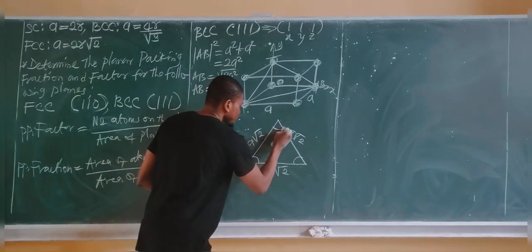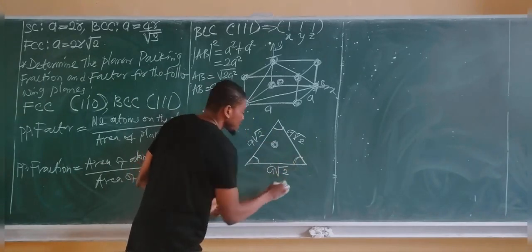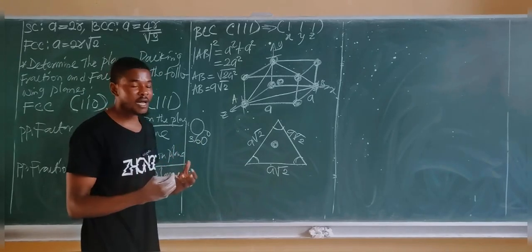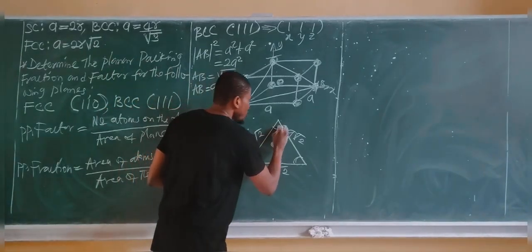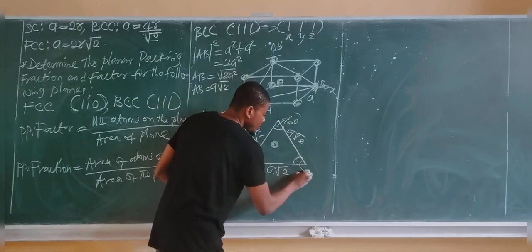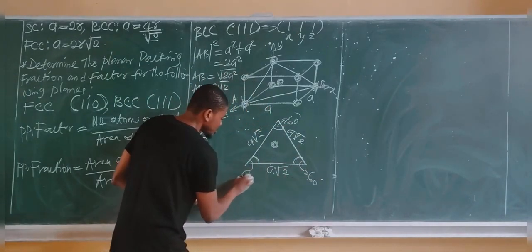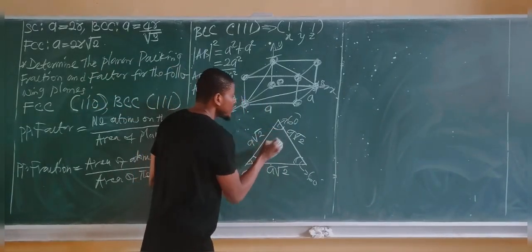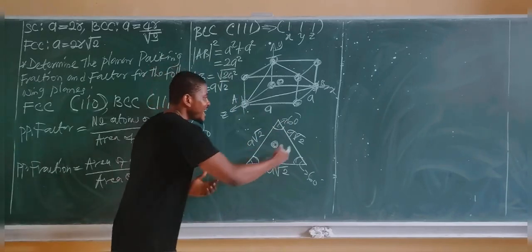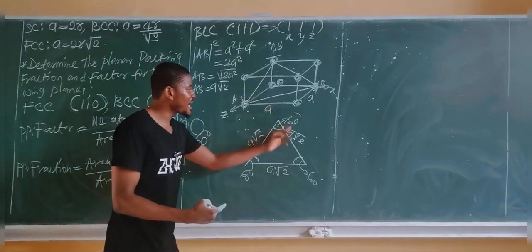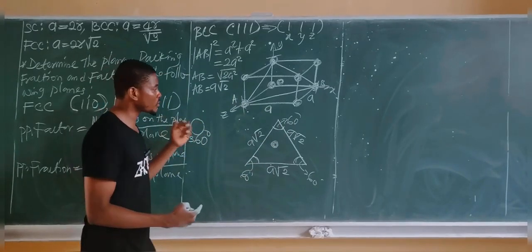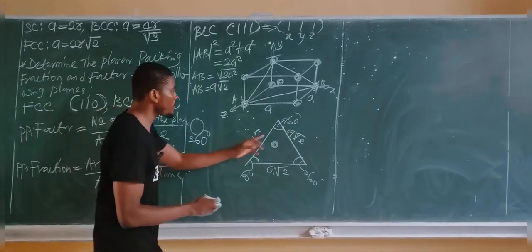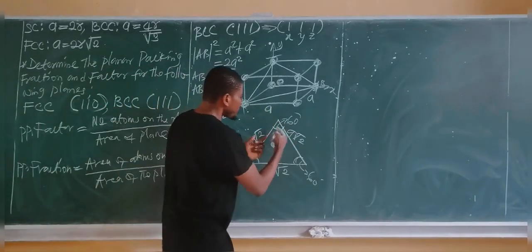But take a look at these corner atoms now. These atoms are actually acting at what? The angles of an equilateral triangle. An equilateral triangle has equal angles, and each angle is what? 60 degrees all through. So the angle here is 60 degrees, the angle here is 60 degrees, same thing here, 60 degrees. So this particular corner atom is providing 60 degrees of its angle to the entire structure. The entire atom has 360 degrees, but it is providing only 60 degrees.